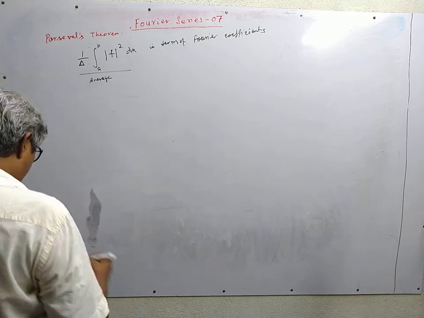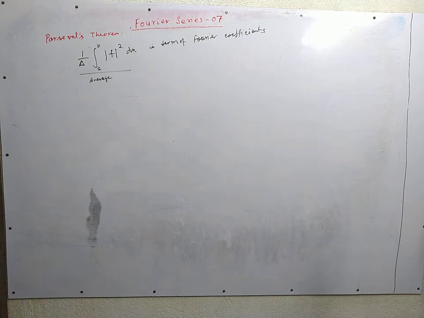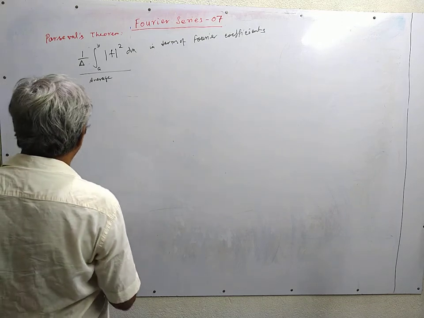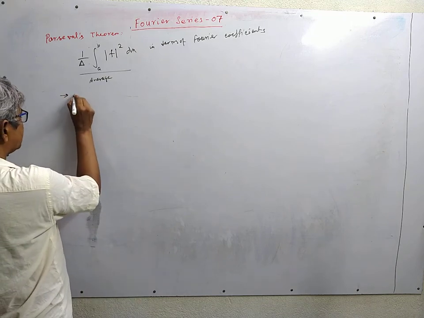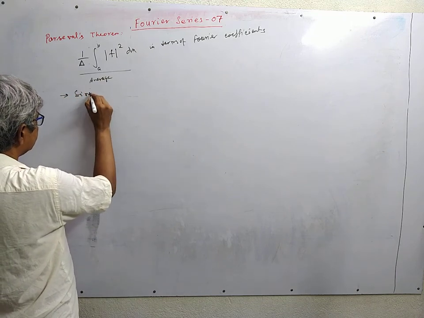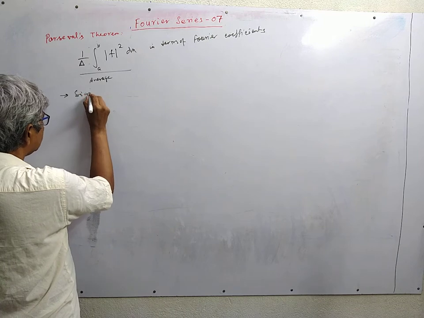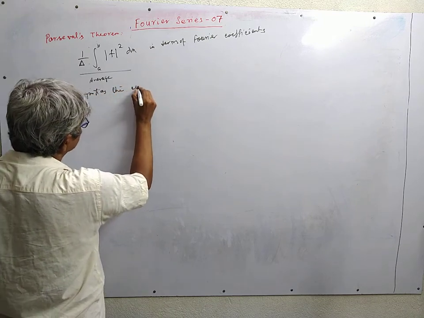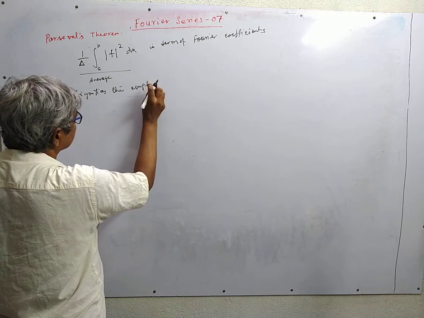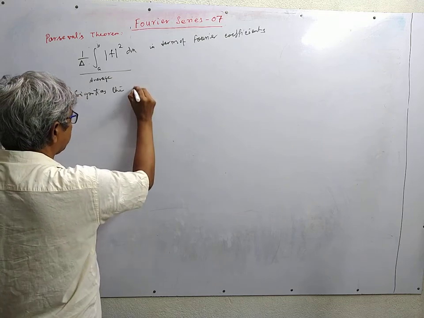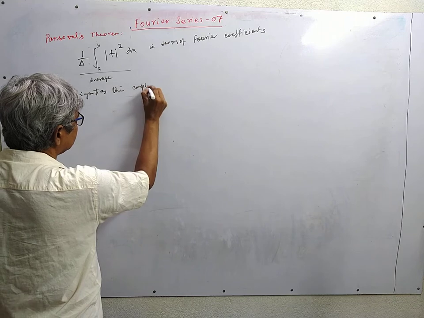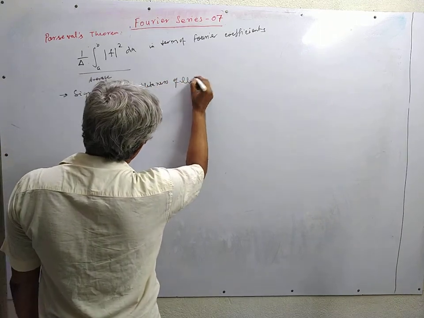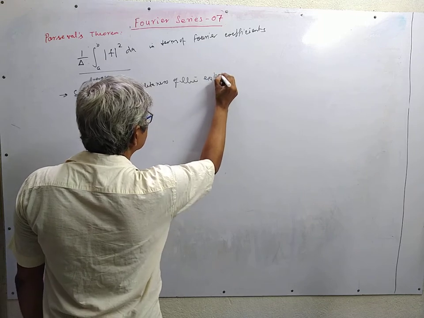It is the average value of the square of the function, and it sometimes also stands for the completeness. It signifies the completeness of the expansion. We shall discuss this.